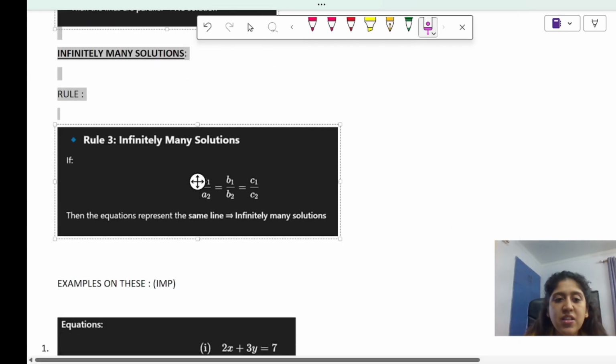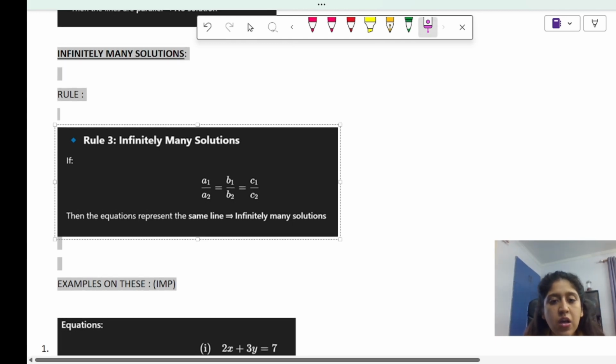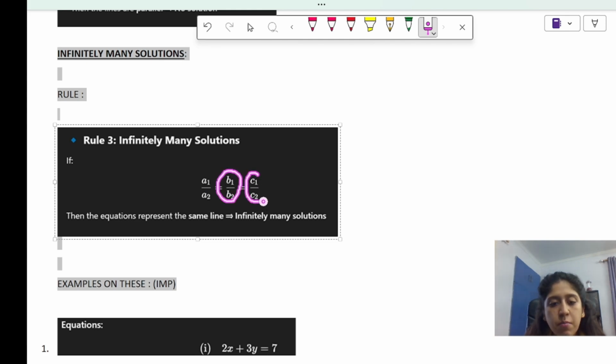And the last, that is infinitely many solutions. क्या है? Infinitely many solutions. So how do we do infinitely many solutions? See, यहाँ पे we have a1 by a2, ठीक है, b1 by b2, c1 by c2, and all the ratios are same. If all the ratios are same, it is an infinitely many solution. इस equation के infinitely many solutions, ठीक है. These are the rules you have to learn.